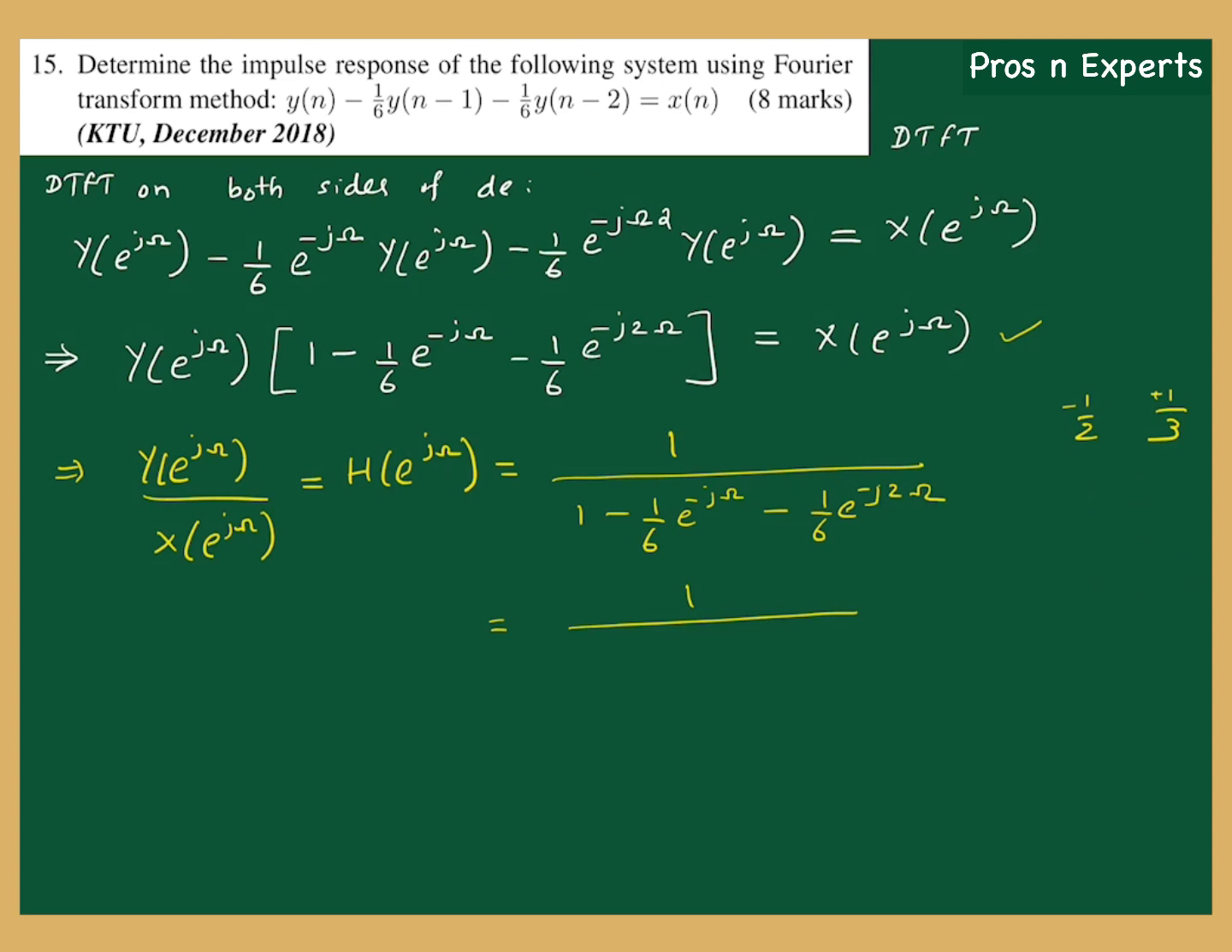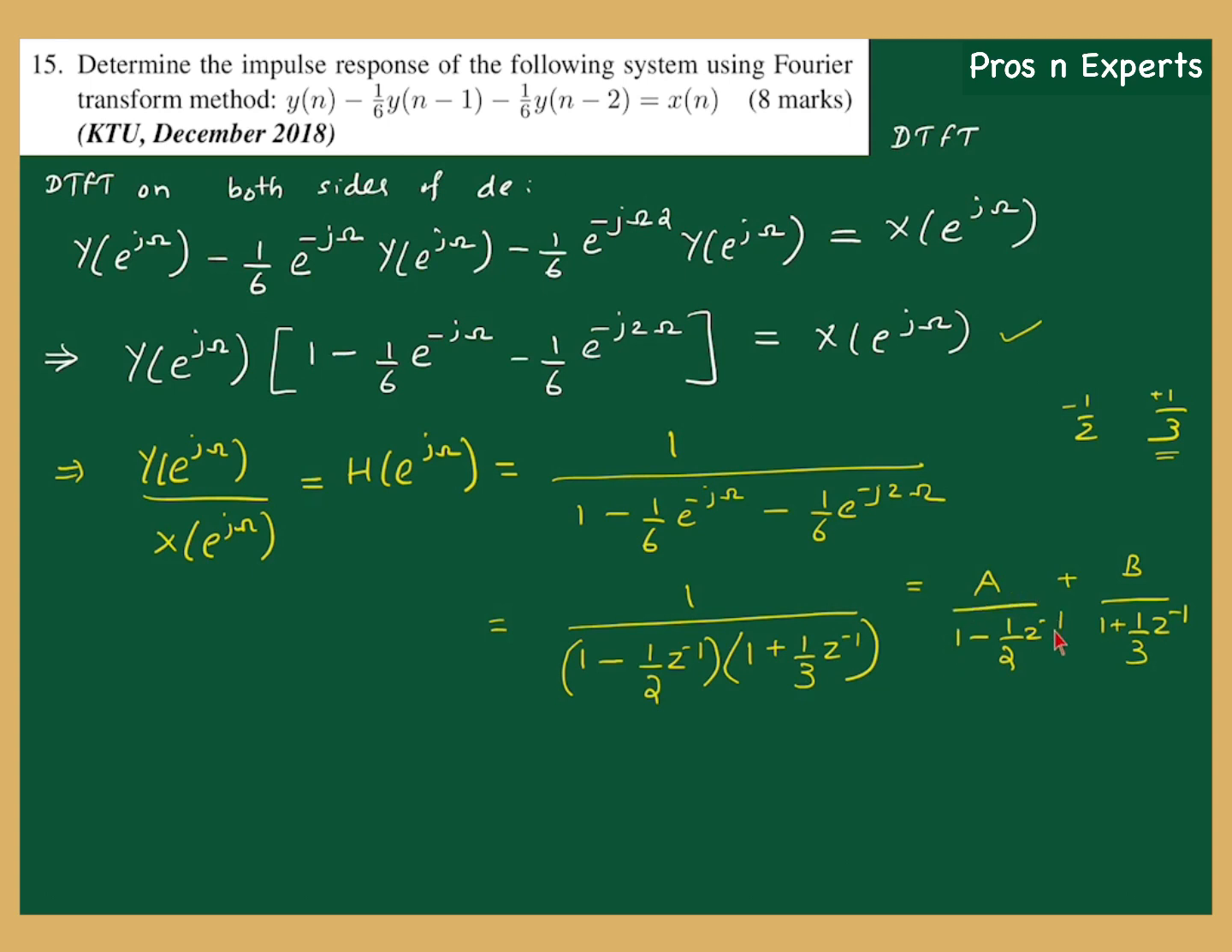So you write like this: 1 minus 1 by 2 z inverse, that is one factor, into 1 plus 1 by 3 z inverse as a second factor. So we have factorized it. Now it is very simple. We have to take the partial fraction expansion, A by 1 minus half z inverse plus B by 1 plus 1 by 3 z inverse. Okay, and now how to find out the values of A and B? You take the term containing A.